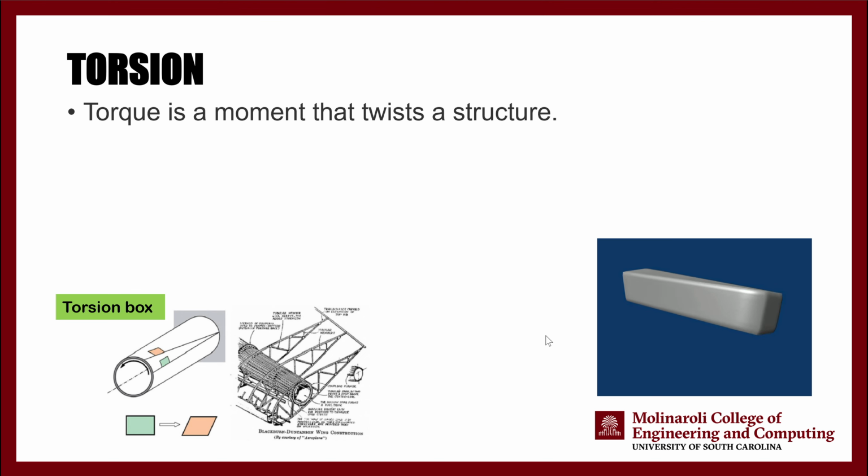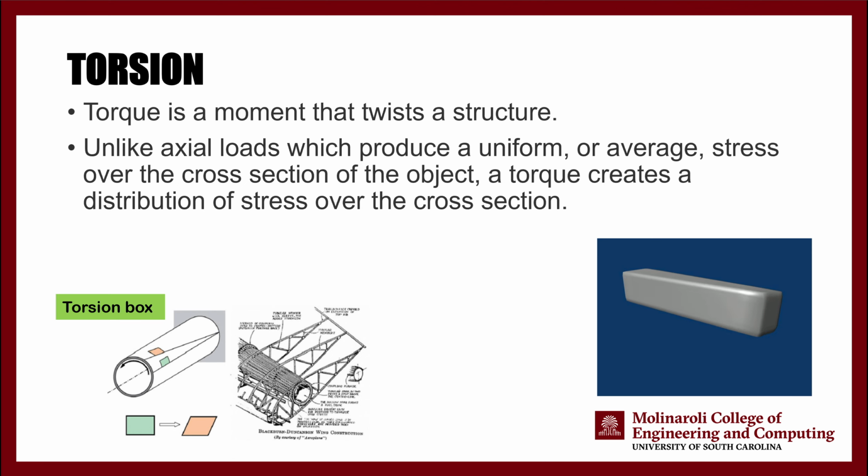It's very intuitive, very understandable, and it is different from axial loads because the distribution of stress over the cross section is not going to be uniform. So we are going to have a different distribution of stress over the cross section, which essentially means that we are going to see some twisting.